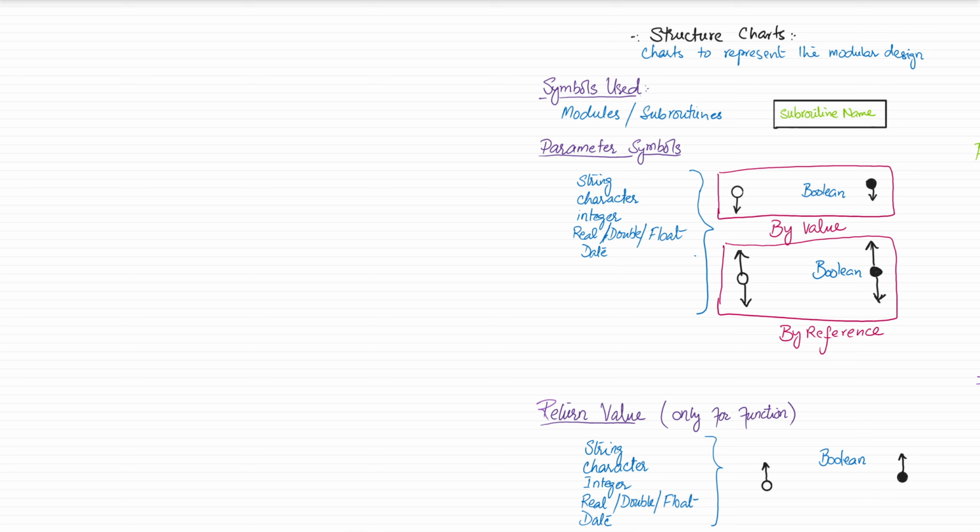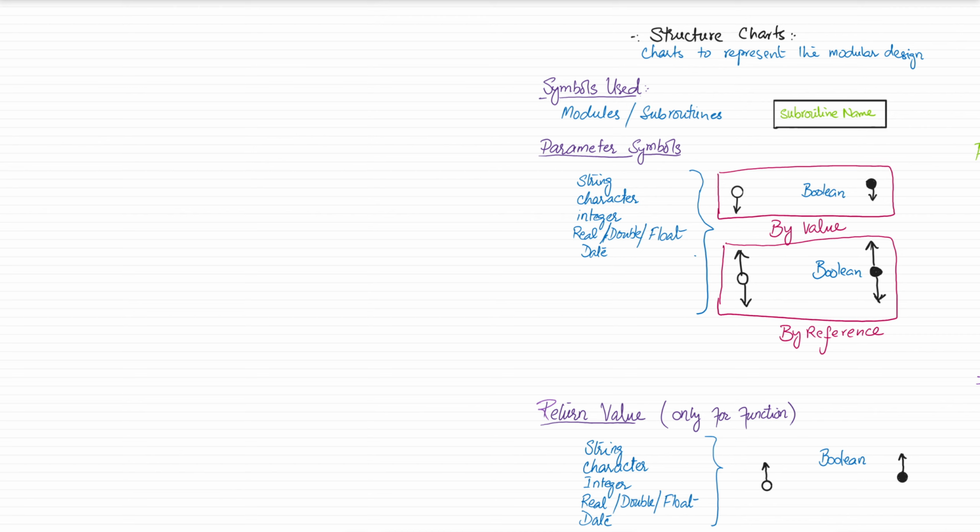Okay, so basically structure charts are a symbolic representation of your subroutine or modular design, right? Flow charts are basically a symbolic representation of your pseudocode, okay? So inside it, the subroutines, either a procedure or a function, will always come inside a rectangle, and the name of the subroutine will be inside.